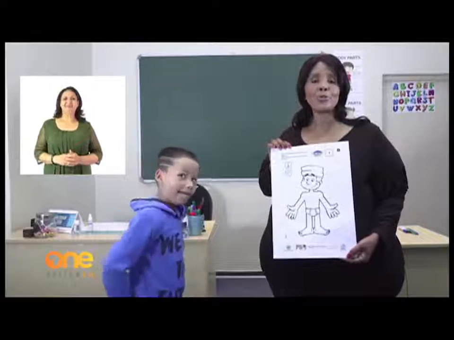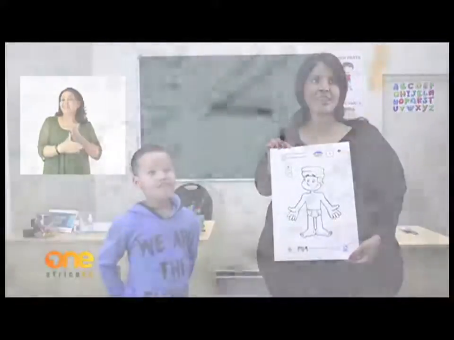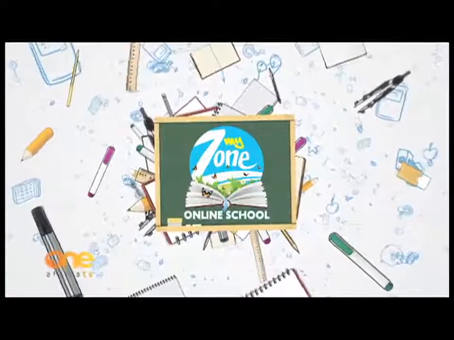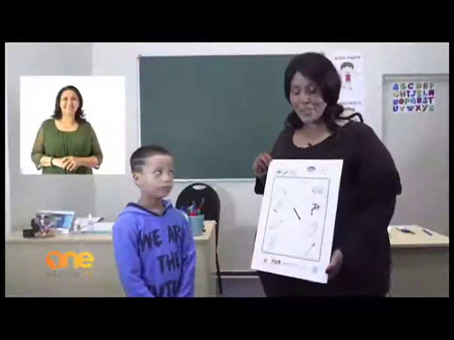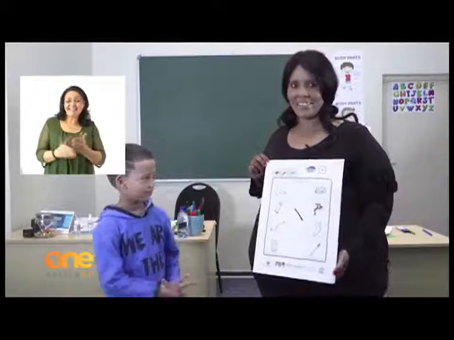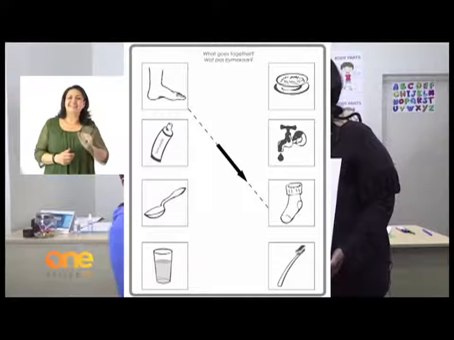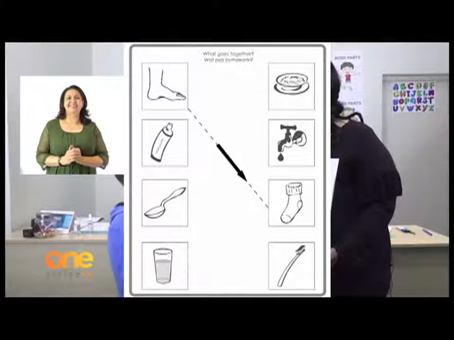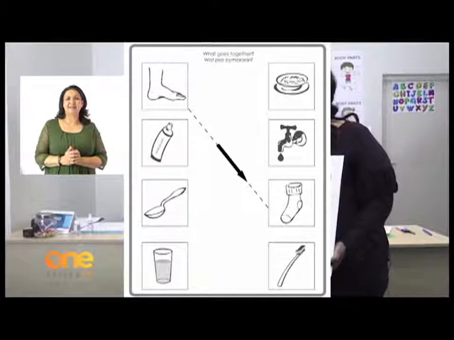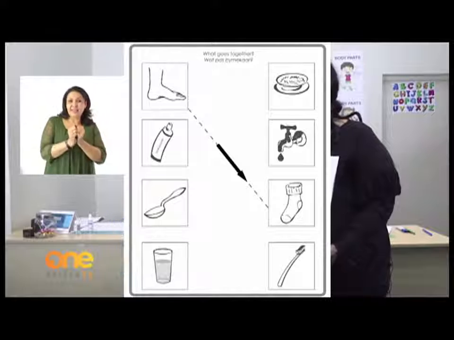Now we are going to go to the next activity. Are you ready for the next activity? Are you ready for our next lesson? Can you turn to page 7? Are you at page 7? Yes. Now on this page, we have to find out which picture goes with the other, what goes together.